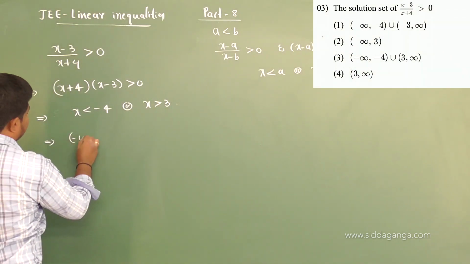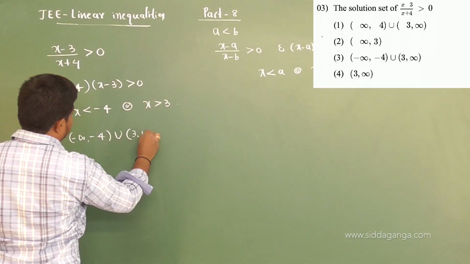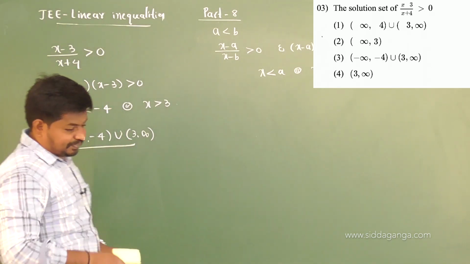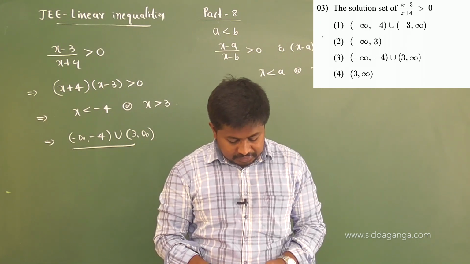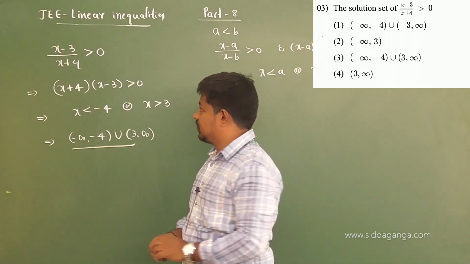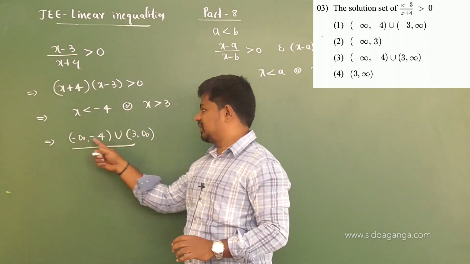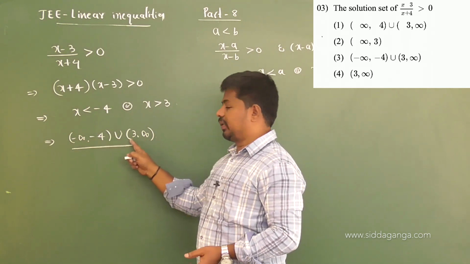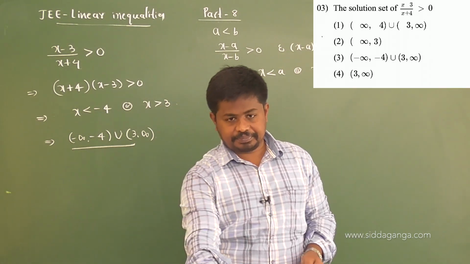That means minus infinity to minus 4 union 3 to infinity is the solution set of this inequality. That is, option 3 is the correct one. This is true only for the values of x from minus infinity to minus 4, not including minus 4, union 3 to infinity, not including 3. Okay, this is about the third question.